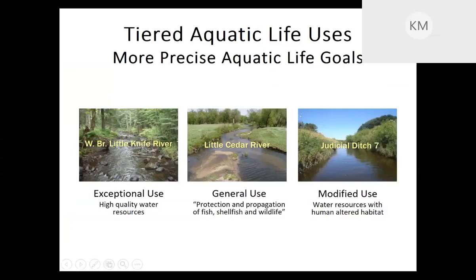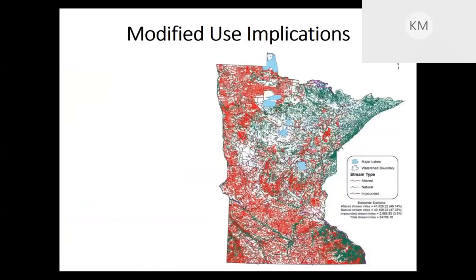So we have this tiered framework. It's based on these biological criteria derived from the BCG. Some of the implications that we have are considerable. With a modified use, this is a map showing the stream miles that are altered, for the most part ditched, natural or impounded. And as you can see, there's a lot of red in Minnesota. We actually have more miles of ditch in the state than there are natural channel streams. So we've got a lot of ditches. It poses challenges for managing these systems in terms of the biological communities that they can support.